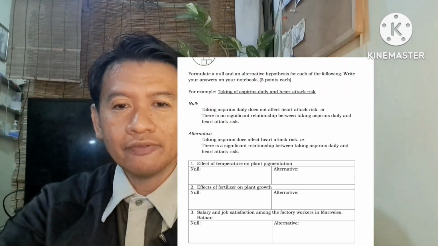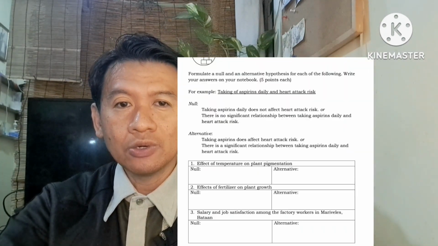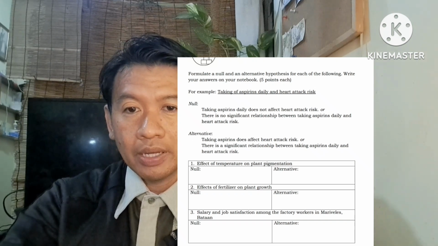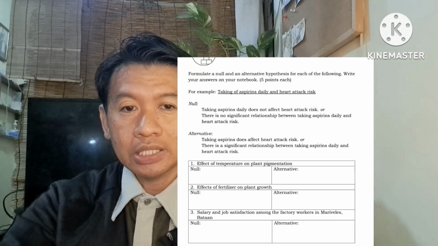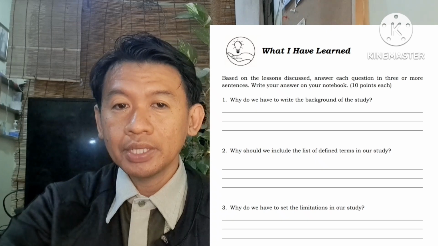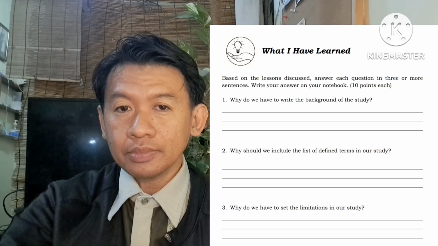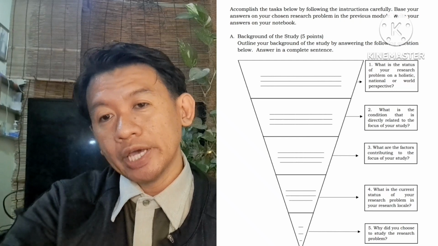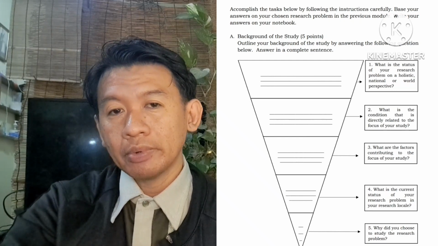Now, we have the activity here. Ayan, papakita natin sa inyo. So, the effect of temperature on plant pigmentation. So, may mga sample na tayo ng gagawin. Ano ba yung null saka alternative hypothesis? So, what I have learned, and then eto, sa background of the study, you can start with this kind of activity. Makakatulong po sa inyo to, inverted pyramid. So, from general to specific, lagyan nyo ng mga important details.